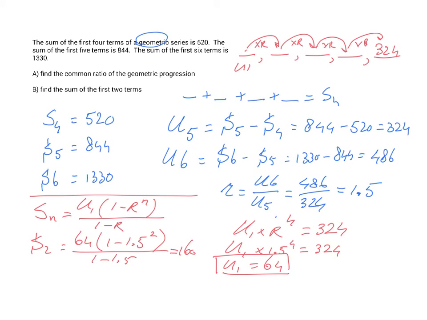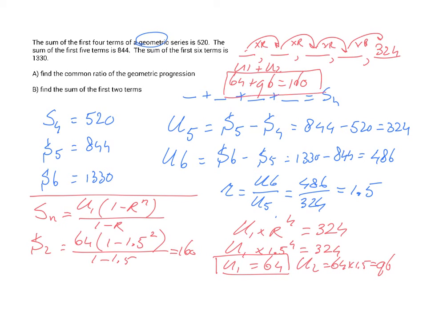You can also say, well, u1 is 64. That's the information you need to find anyway. So u2 is going to be 64 times r, so 64 times 1.5, what is that, 96. So the sum of the first two terms is u1 plus u2, so 64 plus 96. We don't need that formula at all, actually, because you can do that, take two terms, add them together, and you're going to get 160 as well. Just to show you, there are always different methods to get to the correct answer.